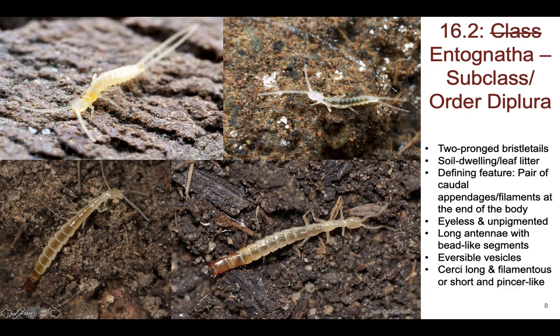And the cerci that I was talking about before, the appendages that come off the tail, can be long and filamentous like these ones, or they can be short, have a little pigment, and be hardened into pincers. In terms of reproduction, they are also similar to the Collembolans in that they'll have internal fertilization with external mating. So the males will deposit a spermatophore. They also deposit their spermatophores on the end of a short stalk, and then the females will come up and pick up that sperm package for fertilization internally.